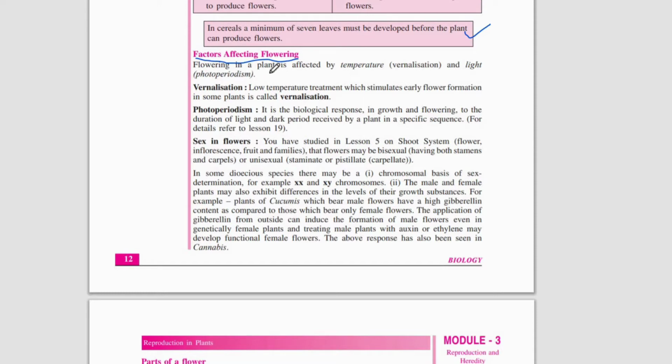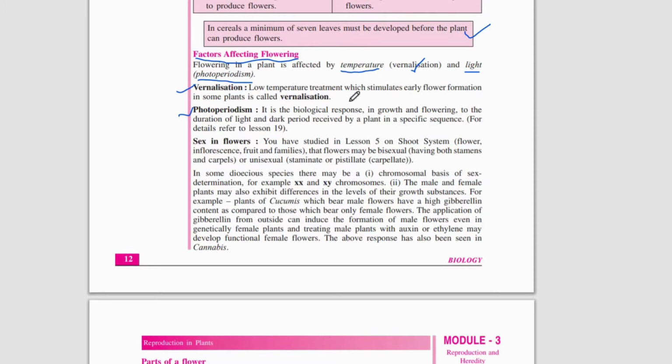Flowering in a plant is affected by temperature, and the phenomenon in which temperature influences flowering is called vernalization. It is also affected by the amount of light the plant receives, and that phenomenon is called photoperiodism. So vernalization and photoperiodism, that means temperature and light, are the two important factors which affect flowering in an angiosperm plant. First we will discuss what vernalization is.